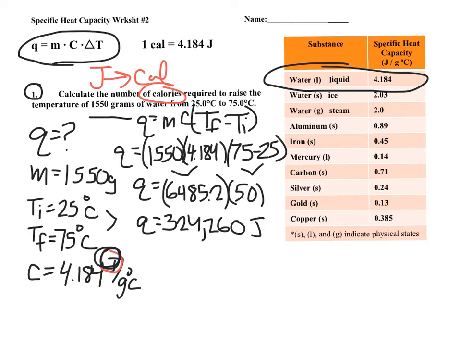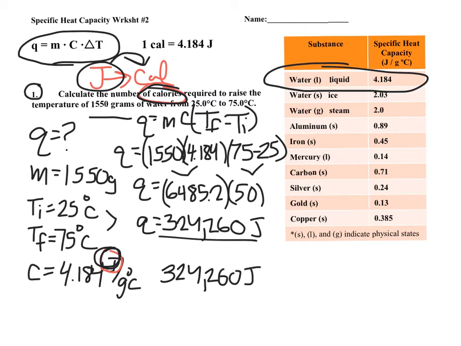And don't forget, a joule is an extremely small unit. So now that we're in joules, we do need to calculate this into calories because that's what the question asked. How many calories? So let's do that. I'm going to always take what I'm given, which is 324,260 joules. That was my answer. But now I don't want that answer in joules, so I have to cancel out my joules by putting it at the bottom. And I'll put calories at the top because calories is what I'm looking for in my answer.